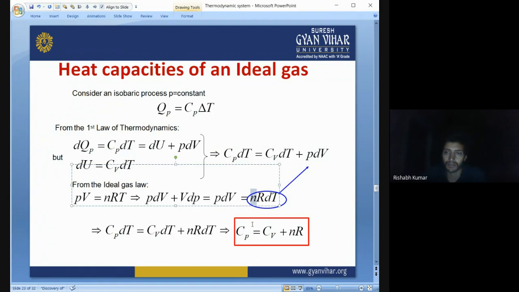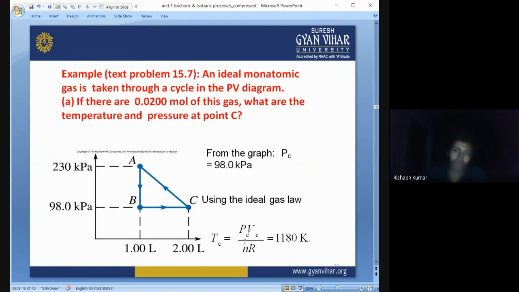So the relationship between your Cp and Cv is Cp equal to Cv plus R. You can ignore the n for one mole of gas. For one mole of gas, Cp equals Cv plus R. So in other words, R is equal to Cp minus Cv, right? Your R is equal to Cp minus Cv. So from here we can find out the value of R.